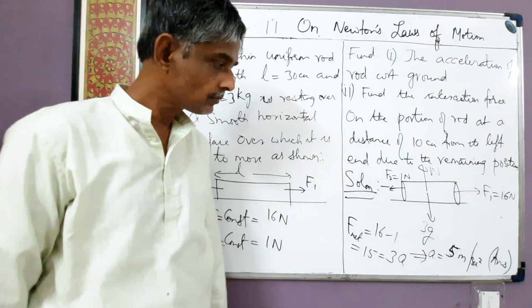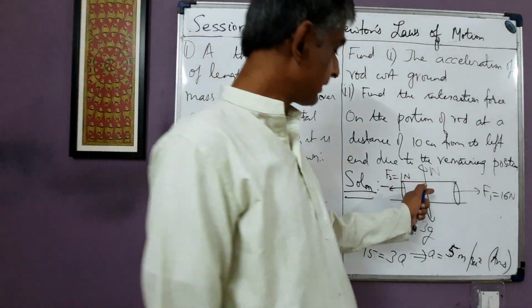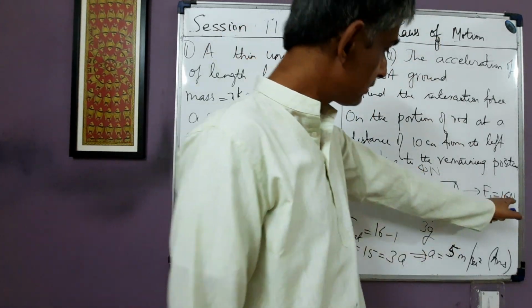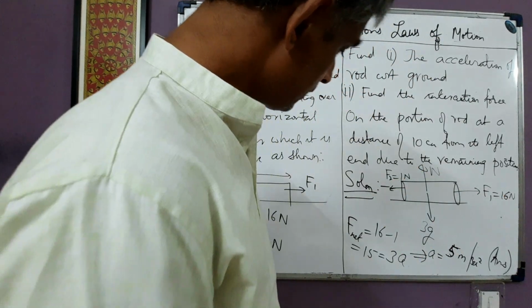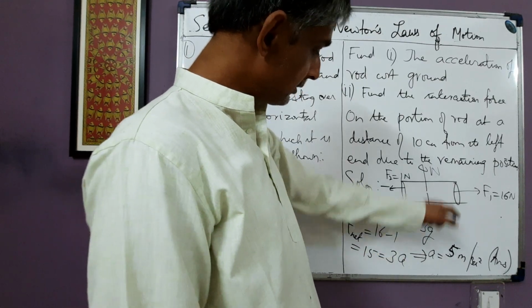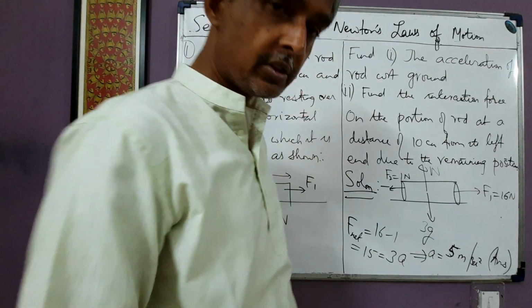So in this I have applied Newton's second law to the rod with respect to ground in rightward direction. F1 becomes 16 Newton, F2 becomes 1 Newton. So net force becomes 16 minus 1, that is equal to 15, that is equal to 3 times A. So A becomes 5 meter per second square. First answer I have obtained.